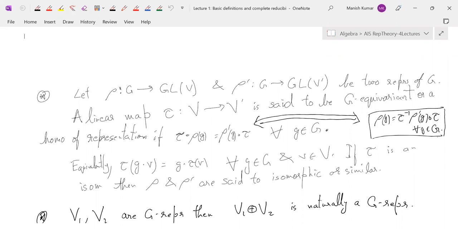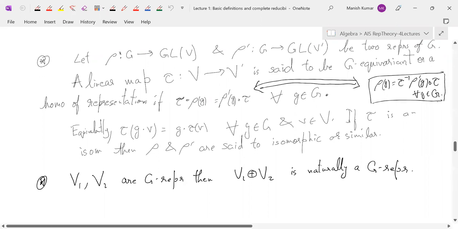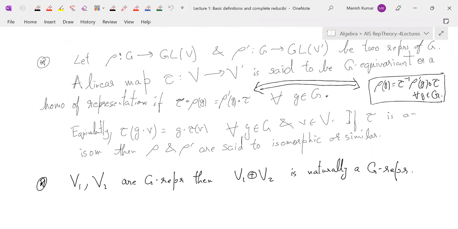This equivalence only works for the last part. If tau is an isomorphism, then you can get rho g from rho prime g, and then you say that the two representations are isomorphic or are similar. It's called similar because the matrix of rho is somehow similar to the matrix of rho prime. Okay, so this is what G equivariant maps are.